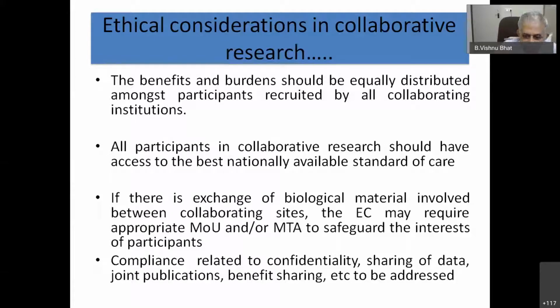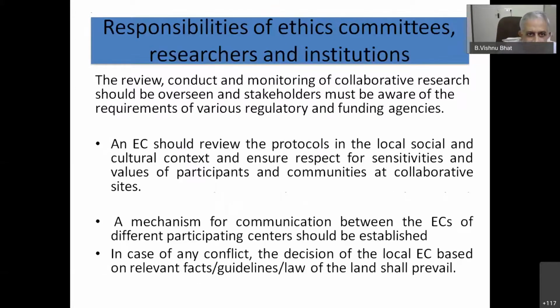Matters related to confidentiality, sharing of data, joint publication, and benefiting all should be addressed when you are submitting the research protocol. During the conduct, review, and monitoring of the collaborative research, somebody should oversee that it is going in the right direction.